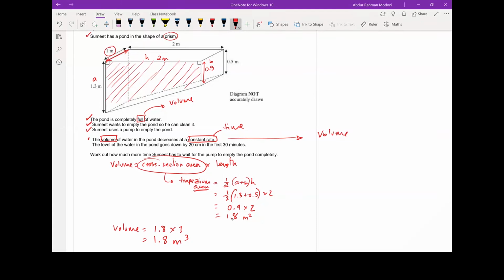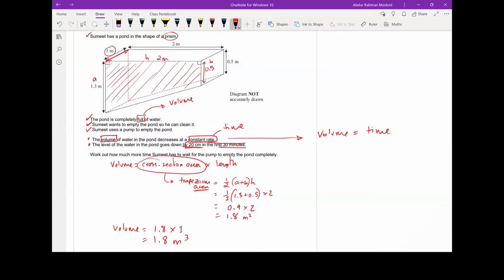How much volume has... Well, it's, remember, volume of the water decreases. So how much volume decreases after a given time? So we need to be able to set it up like this. How much volume empties and how long it takes. Now it tells us in the next sentence what that is. It tells us that the pond goes down by 20 centimeters in the first 30 minutes.